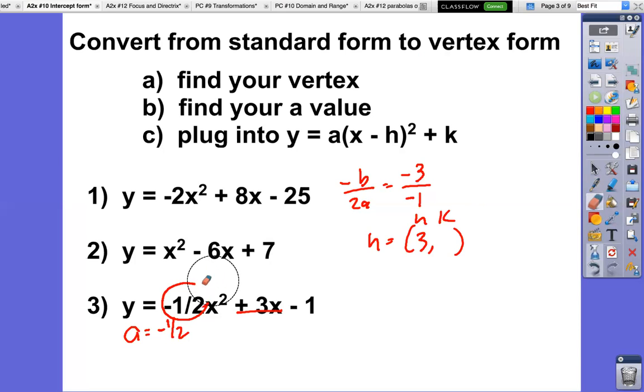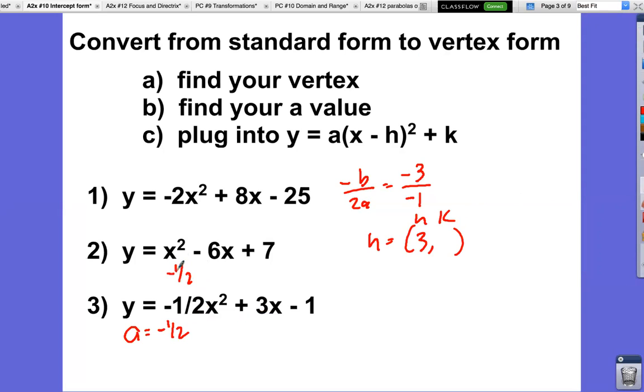Again, have your calculator handy, but learn how to deal with these fractions. So I have negative 1/2 times 3 squared plus 3 times 3, which is 9, minus 1. 3 squared is 9 times negative 1/2. It's negative 9/2. The whole reason I'm doing this is just so you understand how to deal with this fraction. I need a denominator of 2. So if I multiply that by 2, it's plus 18 over 2 minus 2 over 2.